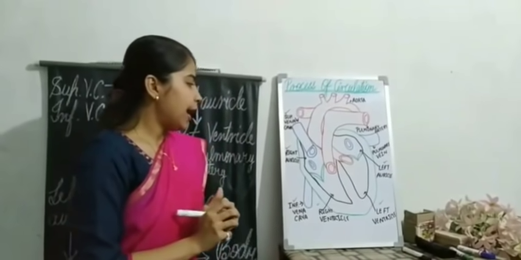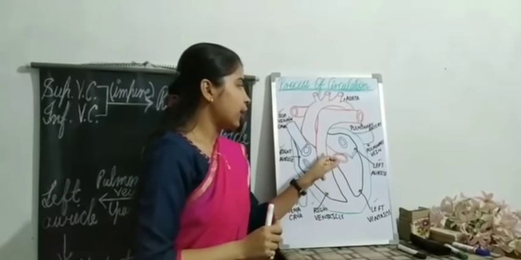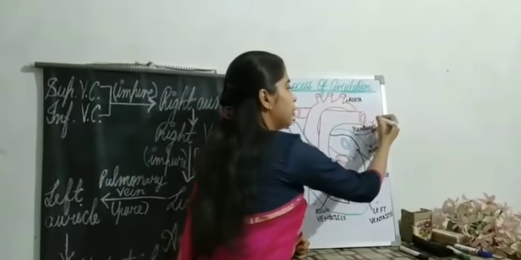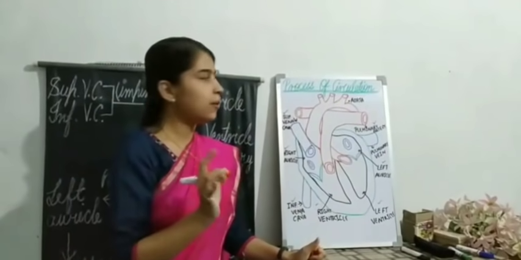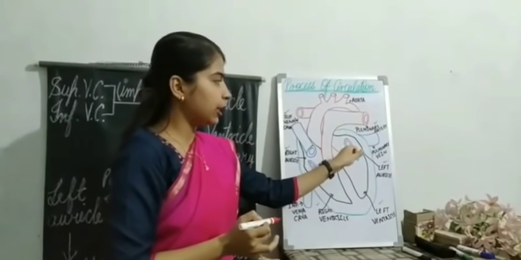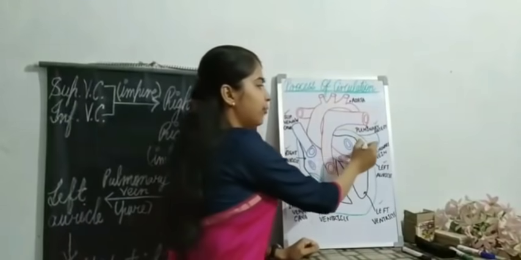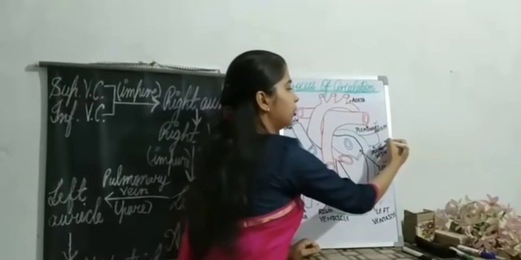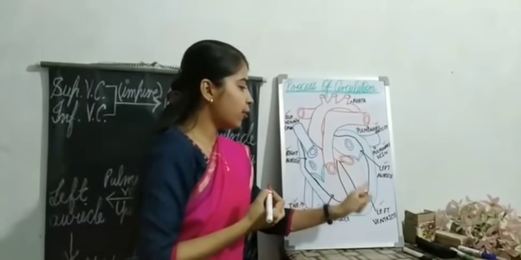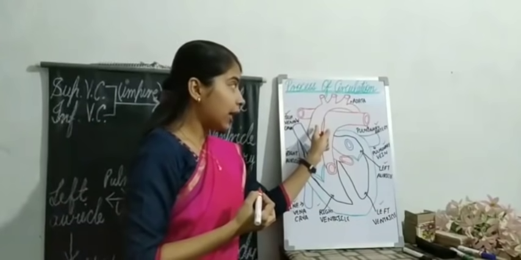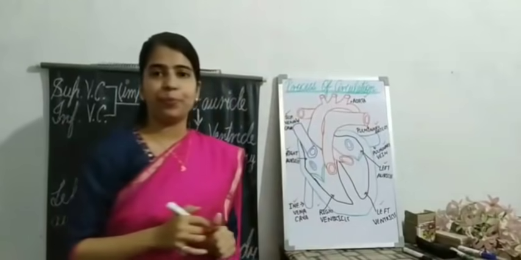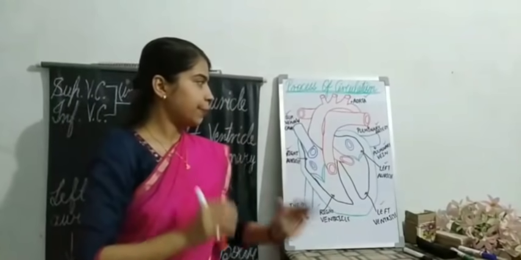Now, in your right ventricle, the artery that comes out is your pulmonary artery. Clear? Now, let us move towards the left auricle, and we will find that from your left auricle, one vein is coming out, that is your pulmonary vein. Clear? And from your left ventricle, the artery that is coming out is the thickest artery, and that is your aorta. Clear? Okay.